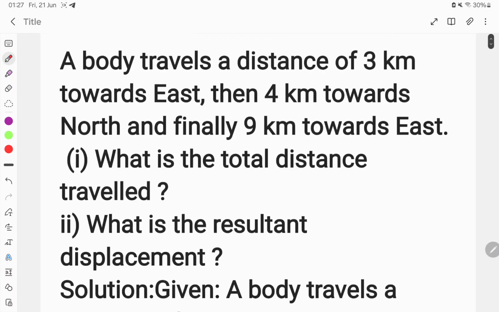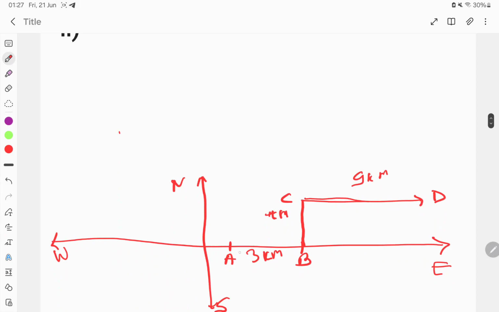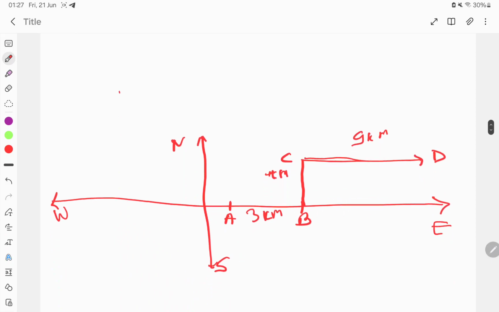First, what is given? A body travels 3 kilometers distance towards the east, and then 4 kilometers towards the north, and finally 9 kilometers towards east. So 3 kilometers towards the east, 4 kilometers towards the north, and 9 kilometers towards the east. So we have to calculate displacement.